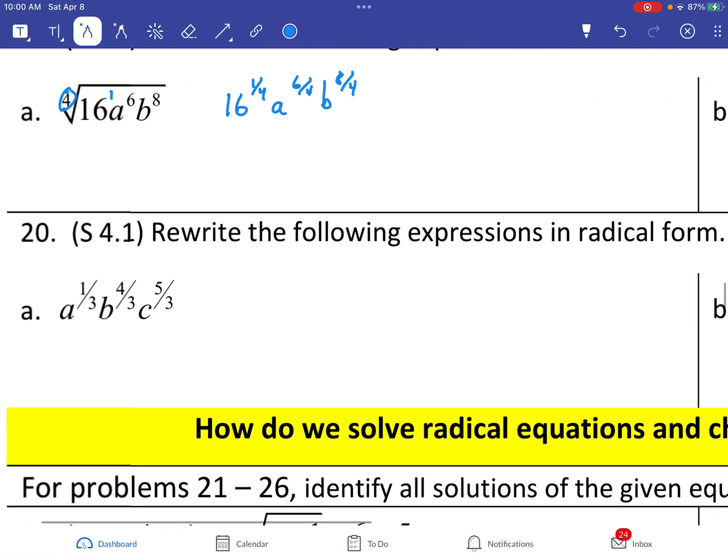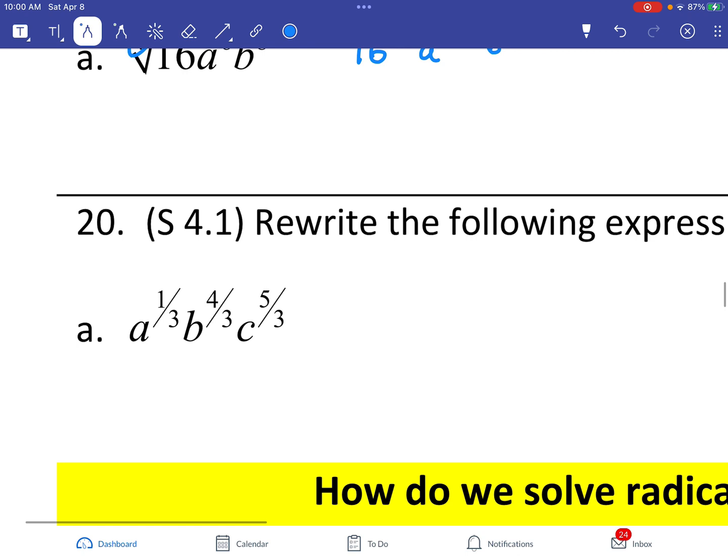The next 2 questions are basically doing the reverse of what we just did. You can see that there are 3's on the denominator, which means you have a cube root. You have a to the first. You don't need to write the 1, but you can if you want. B to the 4th, and c to the 5th. That's the answer.